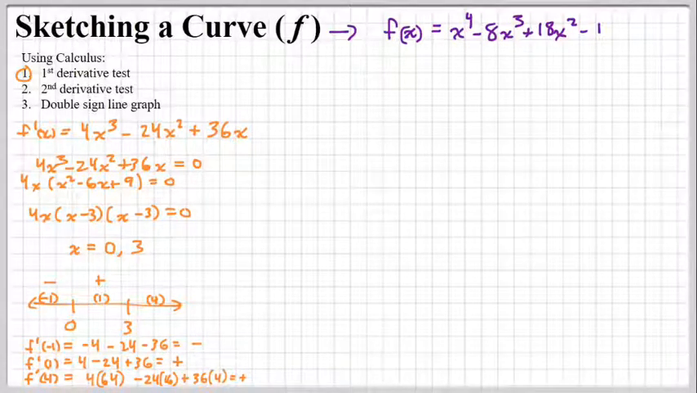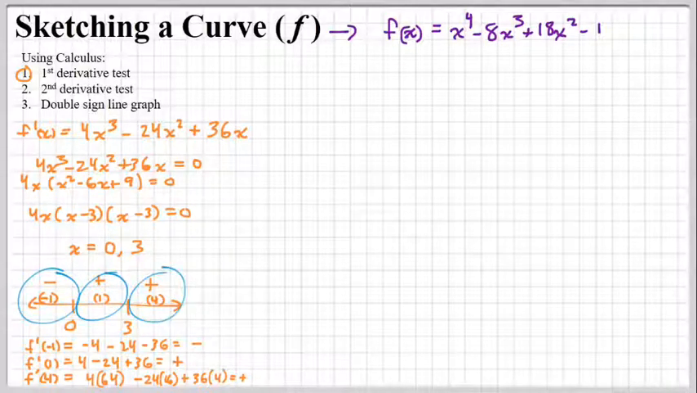If you're not confident in that, find those numbers and see if you get a positive or negative. But I'm pretty confident it's going to be a positive. And that's the end of our first derivative test. Now I know which intervals we're increasing and decreasing for f.